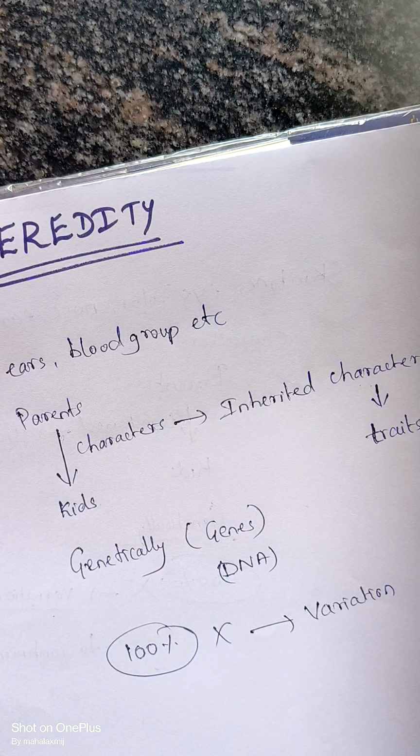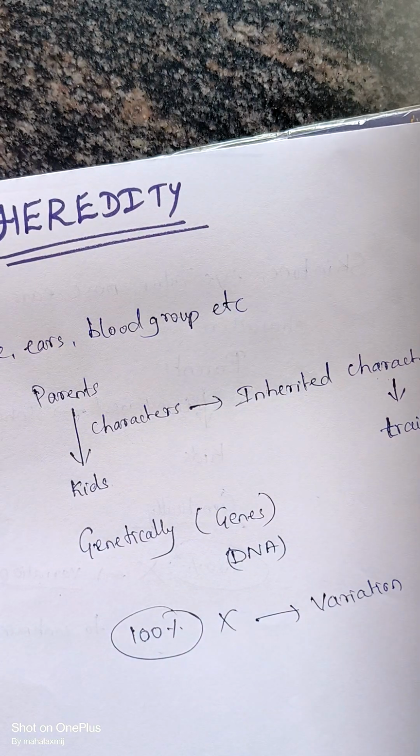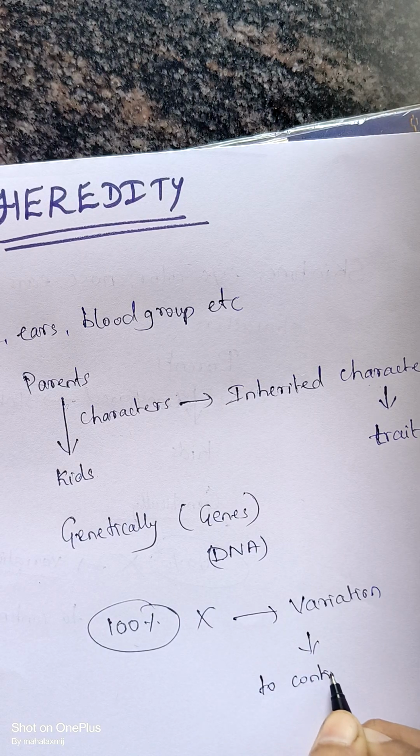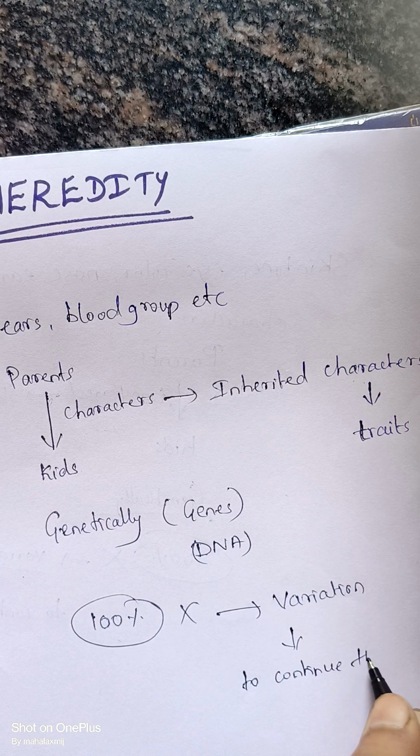So, what is variation? It is a little bit of change that is brought from the parent to the kid. Now, this variation plays an important role. It is important for continuing the species. You might have already studied this in sexual and asexual reproduction, in the chapter Why Do Organisms Reproduce, right? So variation is required to continue the species.